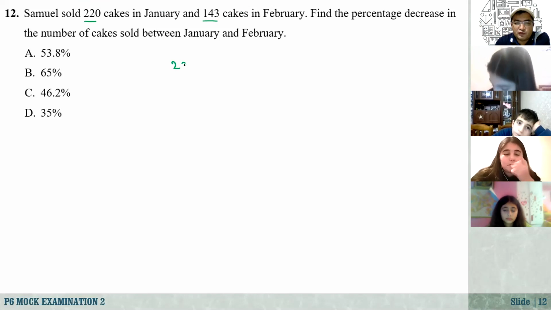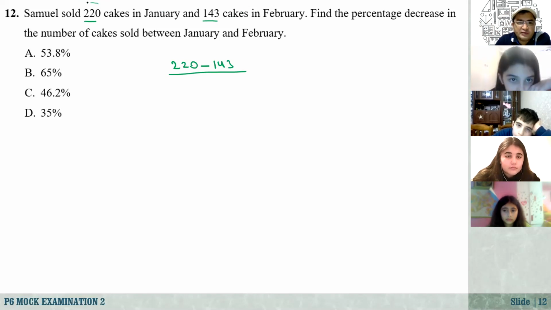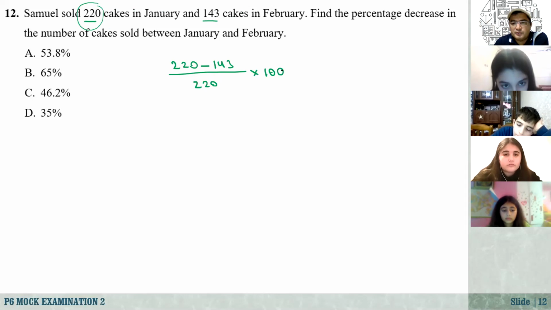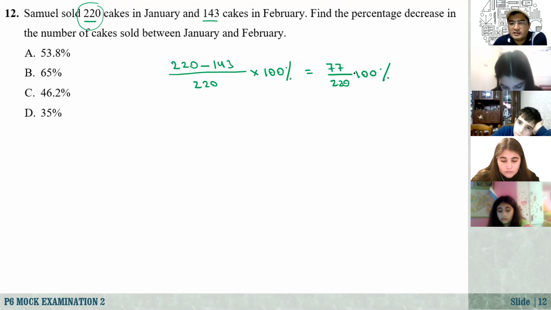This one is 220 minus 143. That's the difference out of what? Because originally we had this many cakes. Well, we sold this many cakes. We are comparing to the original number. So here we have 220 and just multiply it by 100%, right? So that is equal to 220 minus 143, which is 77, over 220. And here we have 100% times.